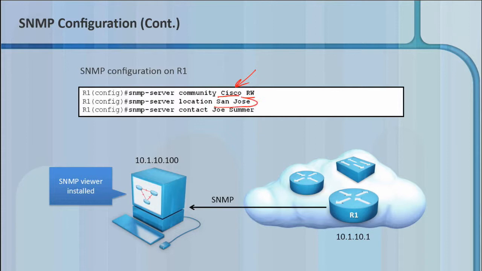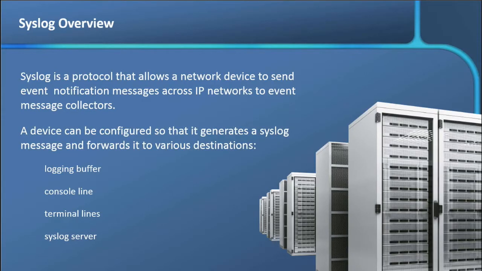This device is going to be located in San Jose. Not the most specific location, but it's better than nothing. For a contact, they say talk to Joe Summer. So these are just examples of setting the device up for SNMP. We then go into SolarWinds or whatever your management tool of choice is, point to the device, and say that the community string is Cisco. All right, that's it for SNMP.